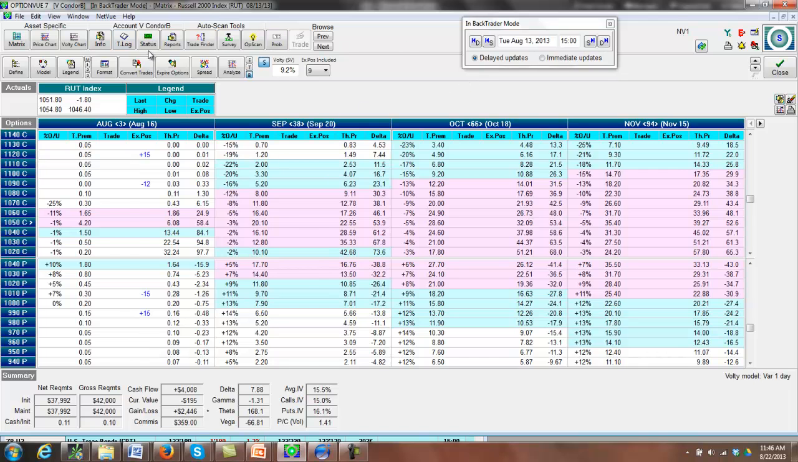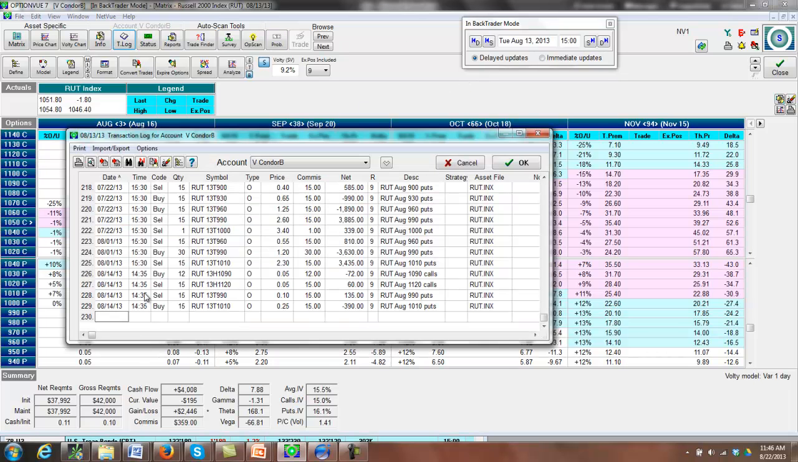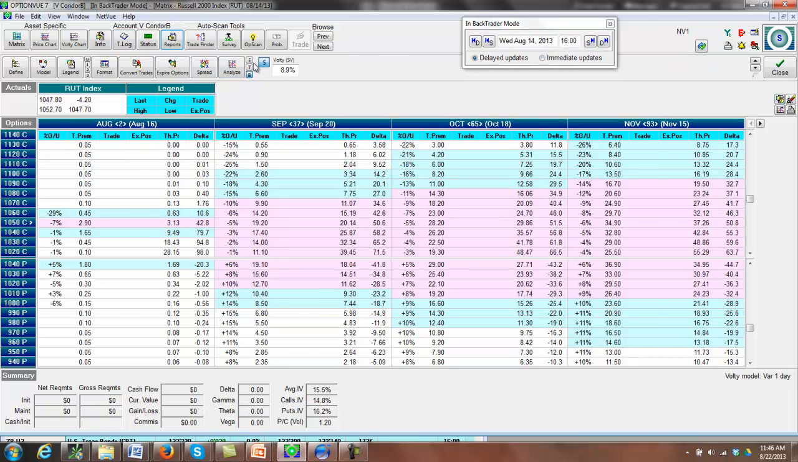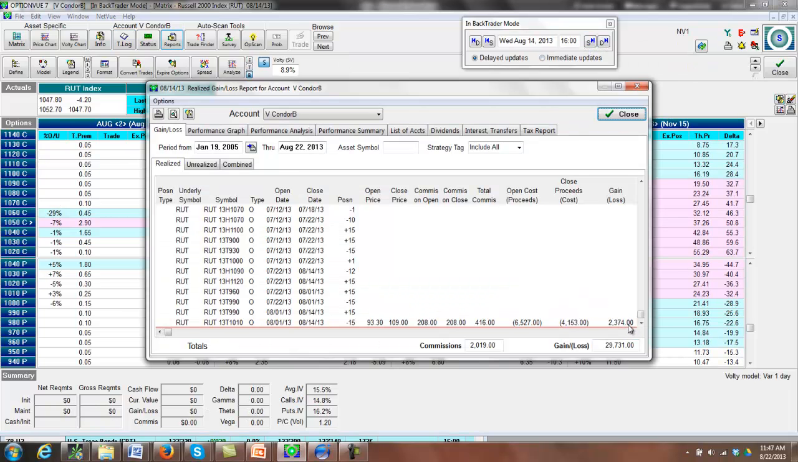I think we pulled it off on Wednesday. If you look at the T-log here, yeah, it was pulled off on Wednesday the 14th. And even if we had stayed in it, it wouldn't have been a problem. The market only pulled back to around 1020. It would have expired worthless, but it would have been a little tight and a little risky on the exit. So I just went ahead and closed this out early for the gain I was showing there. It turned out to be 23.74 for the month. So that was a good trade.